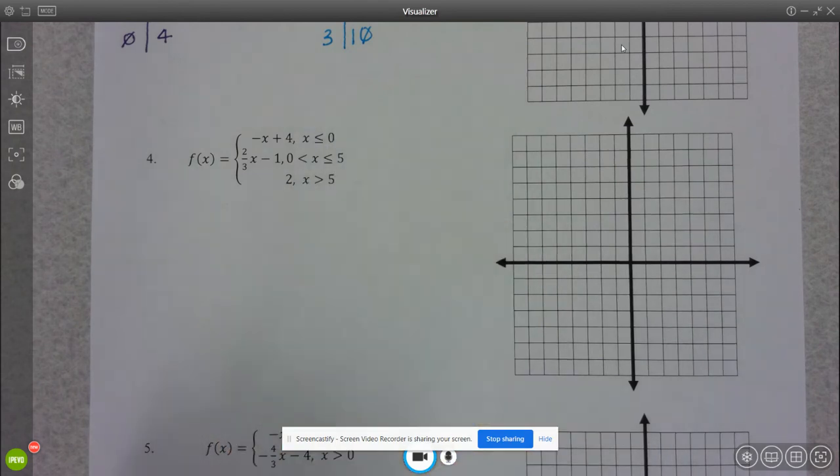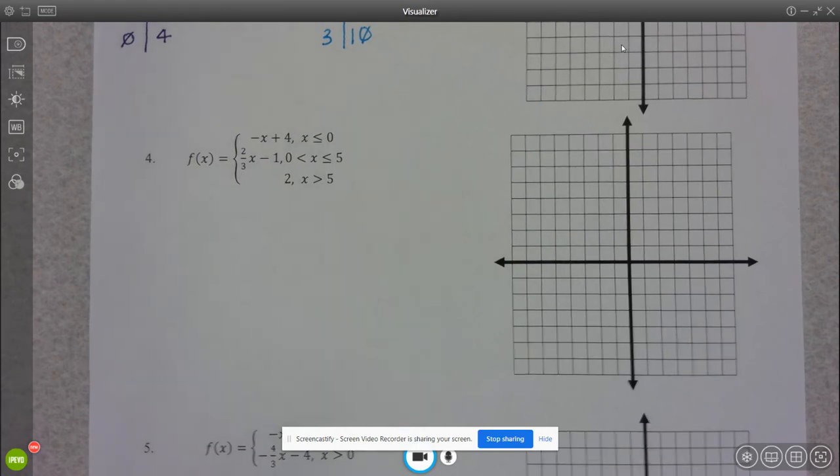Now this number 4 is the last one I'm going to do with you today because now I have 3. Gross. It's totally fine, I promise. It's no different. I just have to do 3 different pieces. So I'm going to grab one more color.